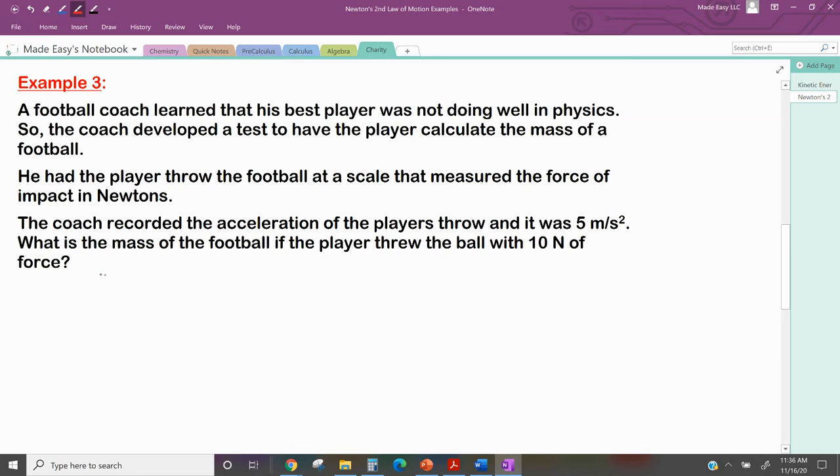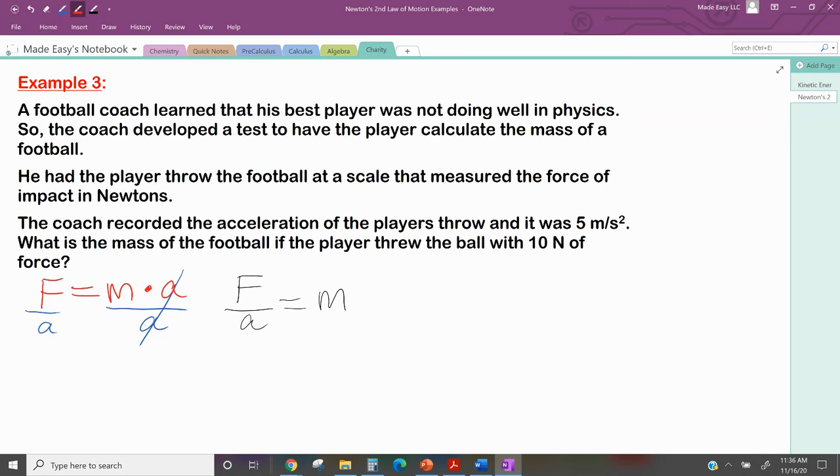Okay, so we're going to start with our original equation. Force equals mass times acceleration. Well, we have to figure out the mass of the football. So we need to rearrange the equation. Well, we need to get rid of that acceleration. So we divide both sides by acceleration. So it cancels out over here. And then on the left side, we'll have force divided by acceleration. Force divided by acceleration is equal to the mass.